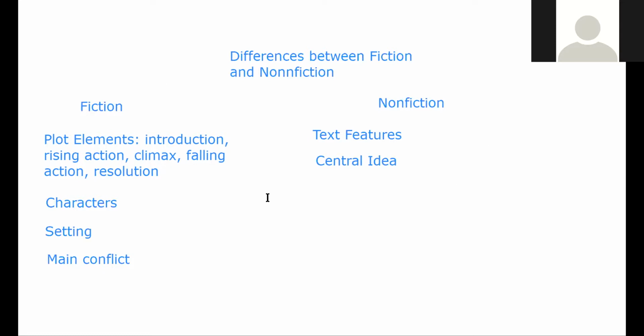So when we're looking at fiction and nonfiction text, just because one is fiction and one is nonfiction does not mean that the texts cannot be similar. So obviously, fiction is a text that is not a real text. It's not something that really has happened. Nonfiction is something that is factual. But just because that's the case does not mean that they can't have something similar.